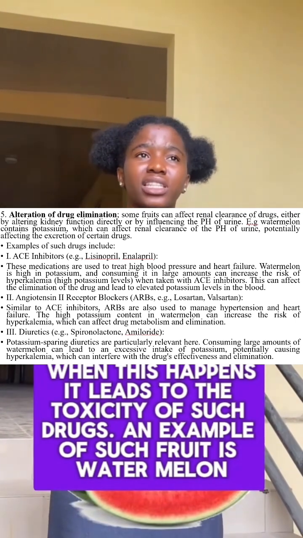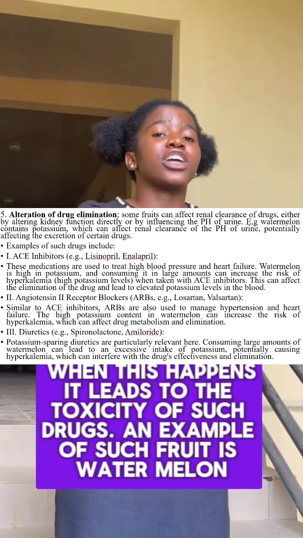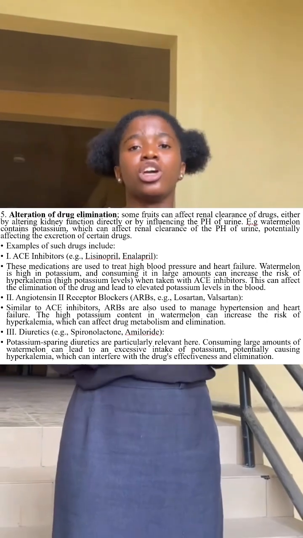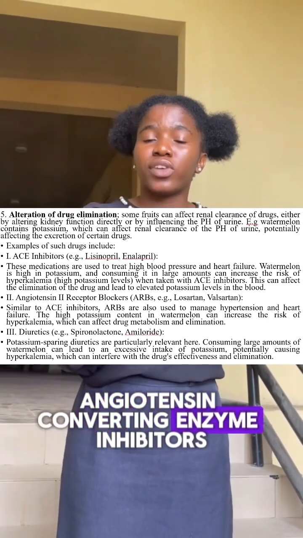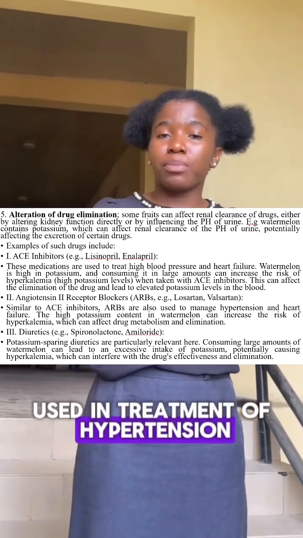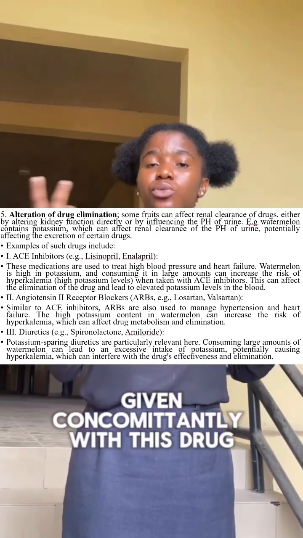Watermelon generally affects this group of drugs because it has high potassium content. And when it affects those drugs, it leads to hyperkalemia, which is another side effect of these drugs. An example of such drugs is ACEI, angiotensin converting enzyme inhibitor, which is a drug used in treatment of hypertension and heart failure. And watermelon is given concomitantly with this drug.